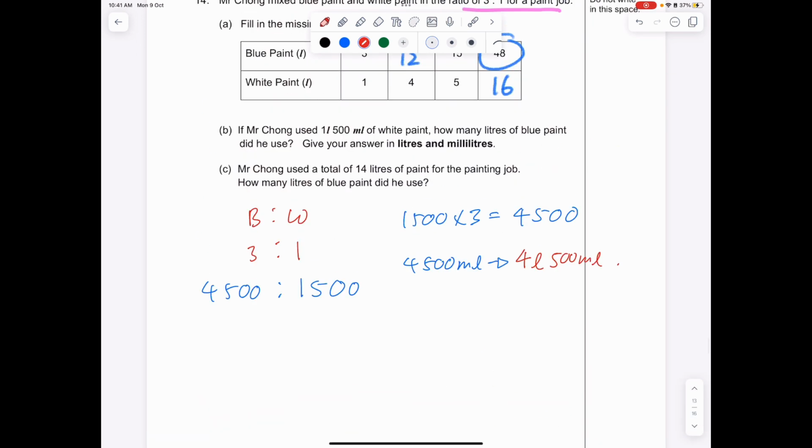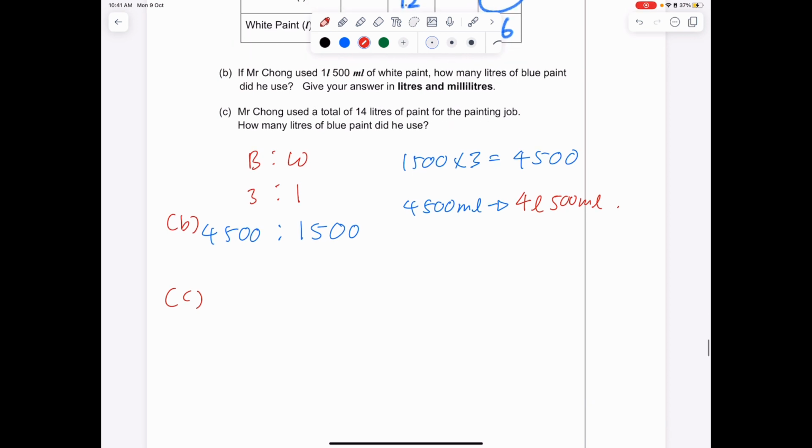Now, C. Mr. Chong used, sorry, this is B and then this is C. Used a total of 14 liters of paint for the painting job. How many liters of blue paint did he use? So you can actually use units to solve this problem. Since we already know that the ratio is 3:1, the total is always 4 units. So we can say that 4 units would be 14 liters.